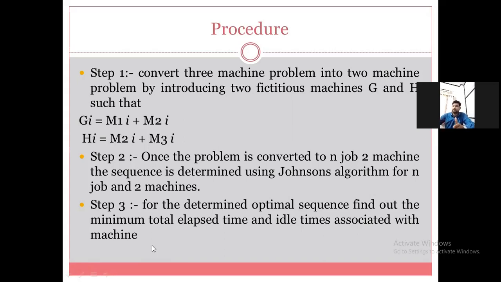Getting everyone? Then we can use our normal method to determine the elapsed time, or total time required to process all the jobs, and the idle time for the machines. Is there any question, any doubt? If the process is not understood, once you go through the problem, you will understand things better.